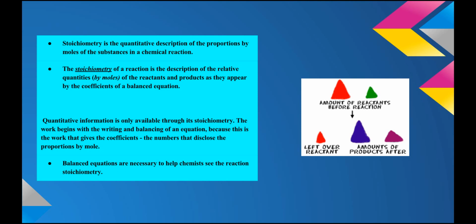Quantitative information is only available through its stoichiometry. The work begins with the writing and balancing of an equation, because this is the work that gives us the coefficients, the numbers that disclose the proportions by mole. Balanced equations are necessary to help chemists see the reaction's stoichiometry.